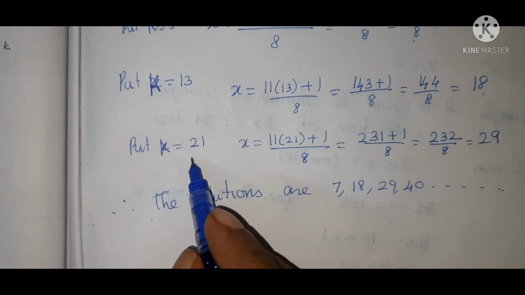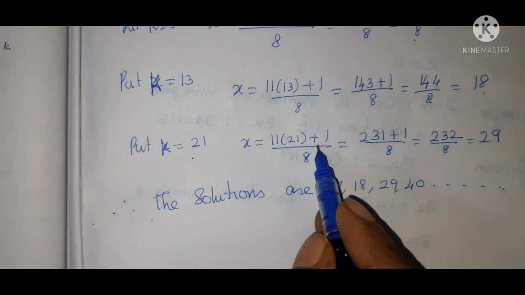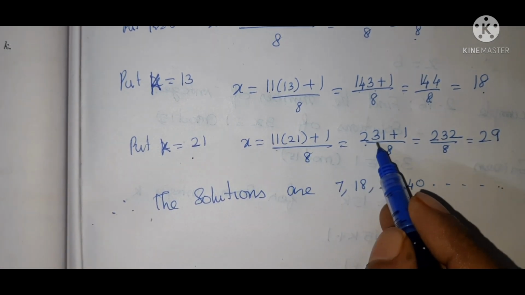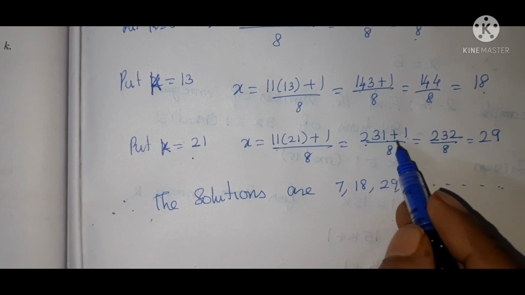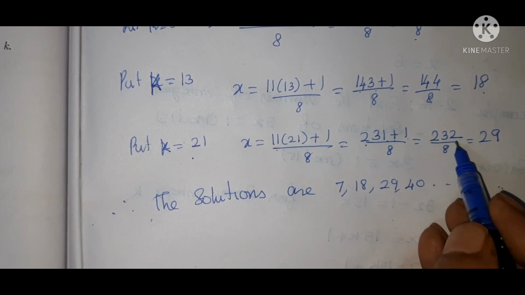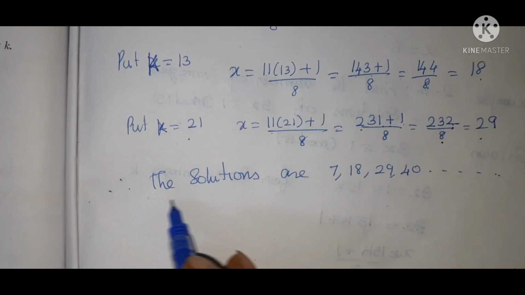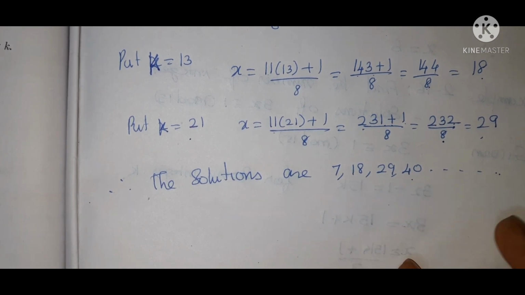Put k equal to 21. Then x is equal to (11 into 21 plus 1) by 8. 11 into 21, we get 231, plus 1 is 232. 232 divided by 8, we get 29. Therefore, the solutions are 7, 18, 29, 40 and so on.